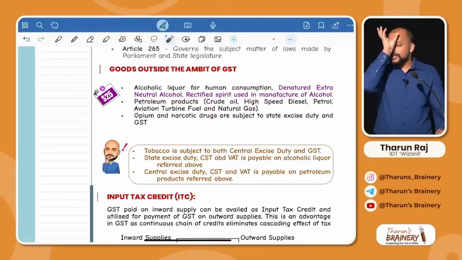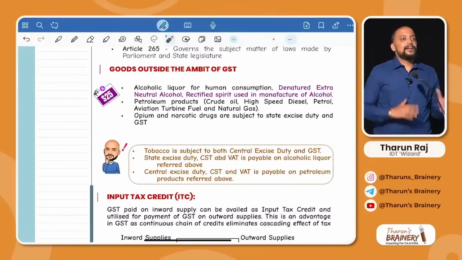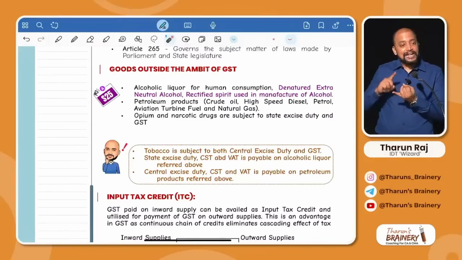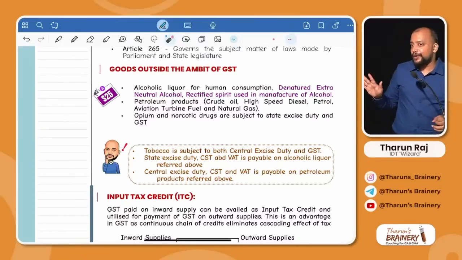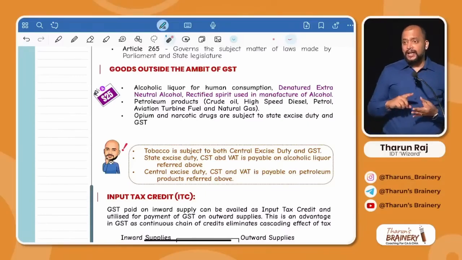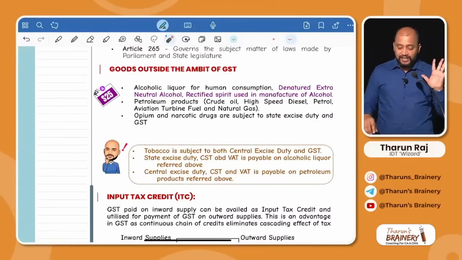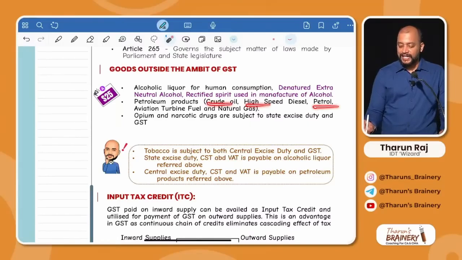Got it? So concentrate. There are only two non-taxable supplies which are outside the ambit of GST. What are they? Alcoholic liquor for human consumption and petroleum products. What are those petroleum products? Total 5 petroleum products are there. What are they? Crude oil, high speed diesel, petrol, aviation turbine fuel and natural gas. These are the 5 petroleum products which are outside the ambit of GST. Only high speed diesel is excluded.